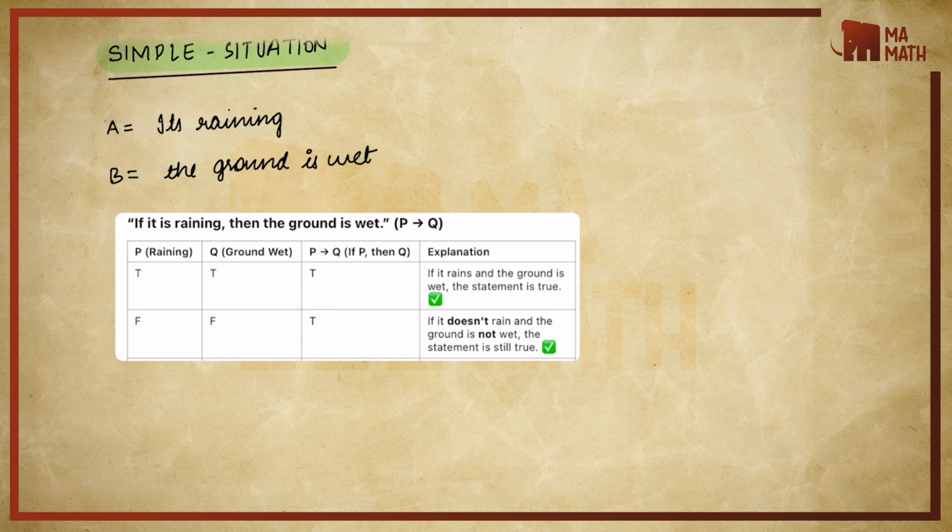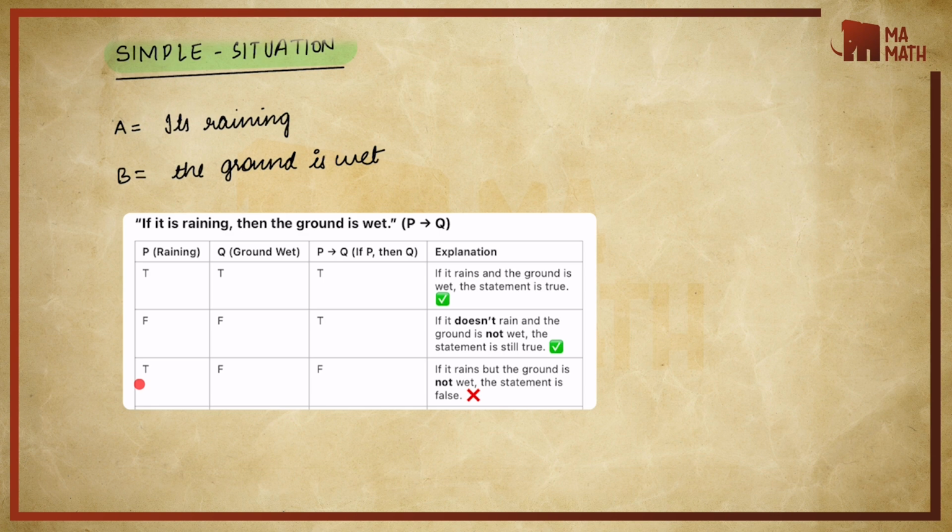Now let's see one more scenario. That is, if it is raining, which is true, then the ground is not wet. Now that is not a possible scenario, because if it is raining and the ground is not wet, it's not possible, the ground will be wet. So therefore the statement is false. That is, our assumption is true, but the conclusion is false. So therefore the entire compound statement is false.